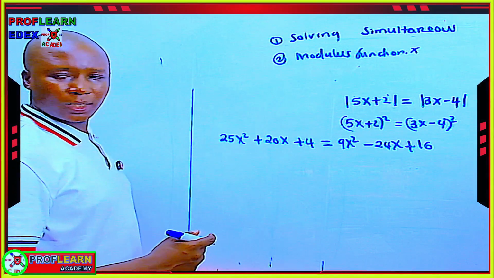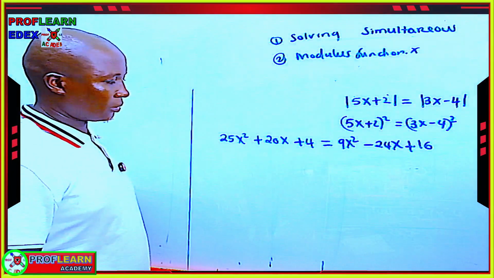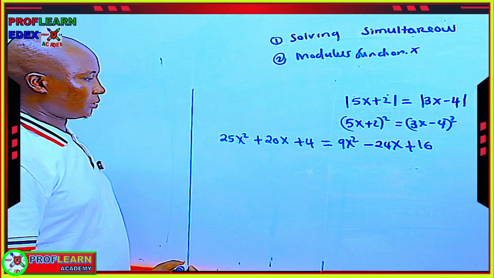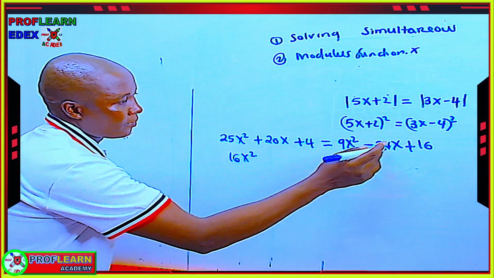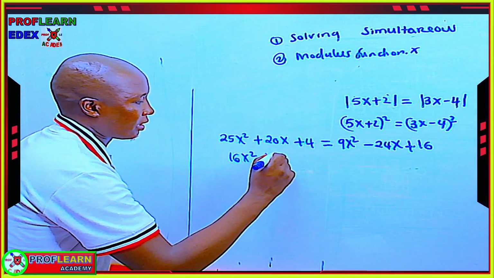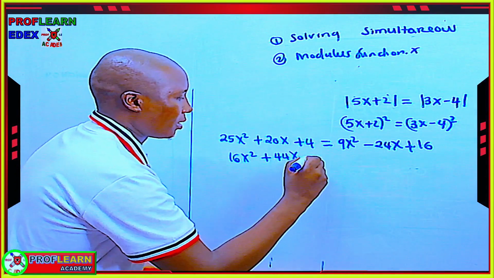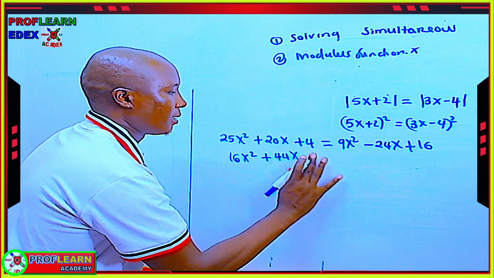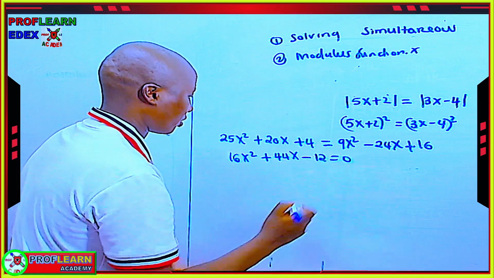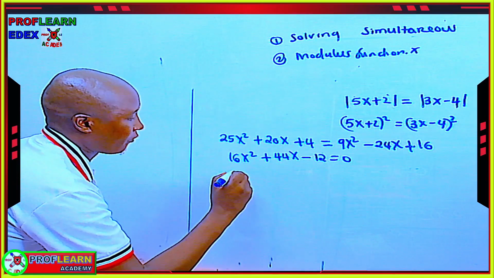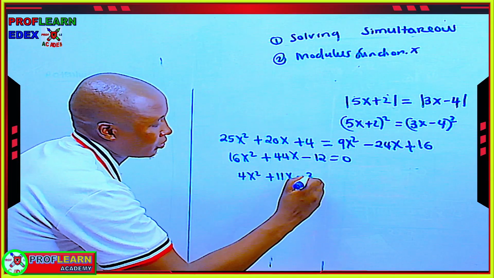Subtract quickly without using a calculator. Yeah, so that is actually 16x squared. If we bring this one, it will become plus 44x, and this one is going to be, because if you bring this on the other side, negative 12 is equals to 0. If we divide all through by 4, this becomes 4x squared plus 11x minus 3 is equals to 0.